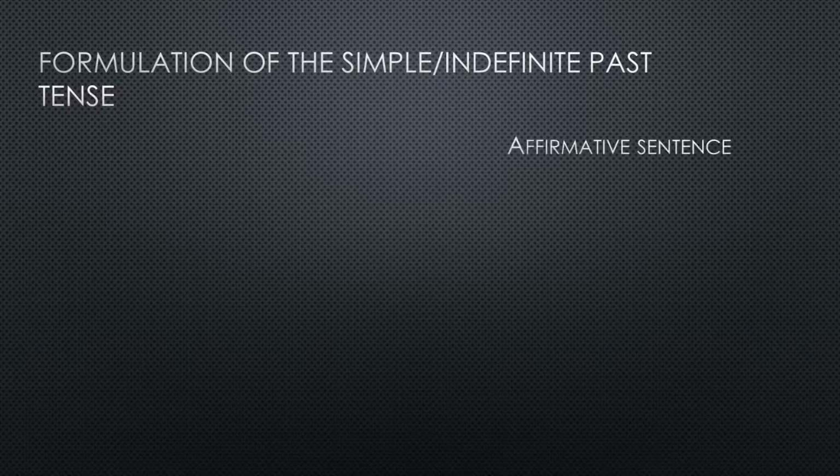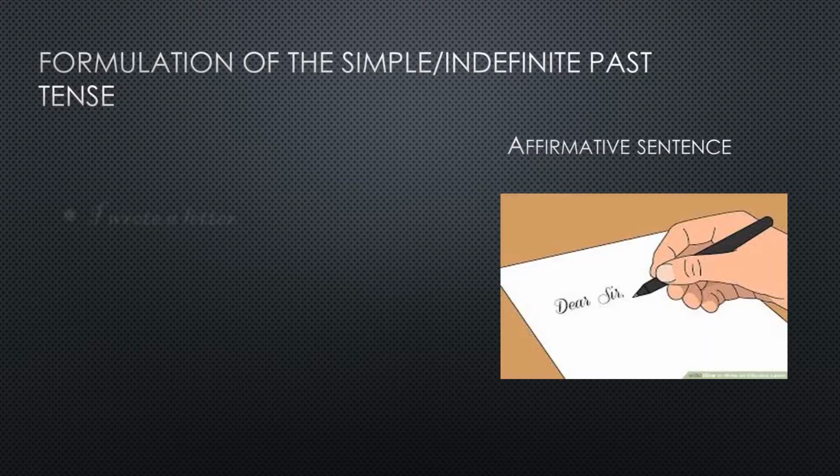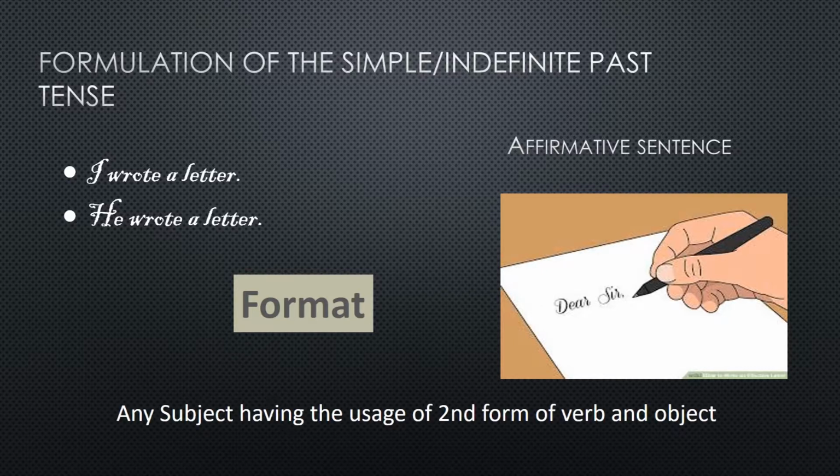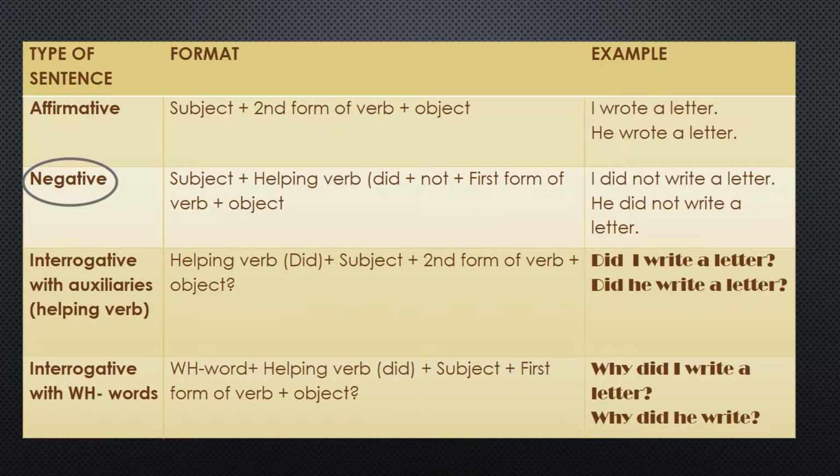It starts with affirmative sentence like I wrote a letter, he wrote a letter. Let's check the format of these two sentences. Any subject having the usage of second form of a verb and object. The next one is negative sentence like I did not write a letter. He did not write a letter.